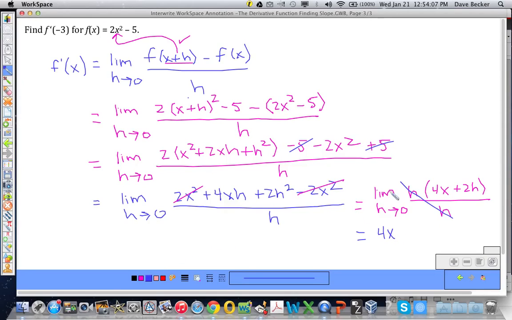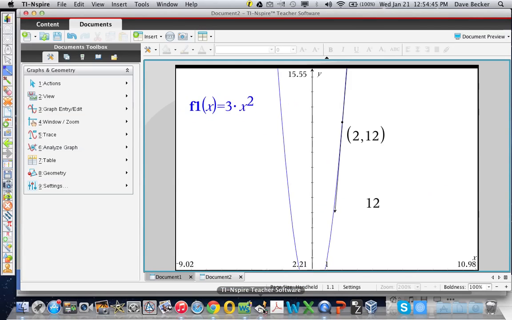So again, what we're claiming is that for this function f of x, the derivative is equal to 4x. And so when x equals negative 3, the derivative at negative 3 is equal to 4 times negative 3, which is negative 12. Again, what we're claiming is the slope of the curve at this point when x is negative 3 is negative 12. So let's take a quick look at that again.